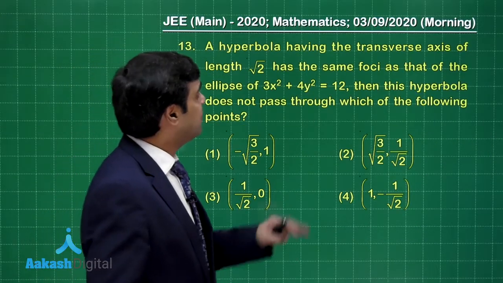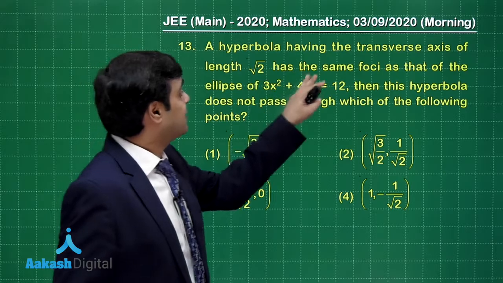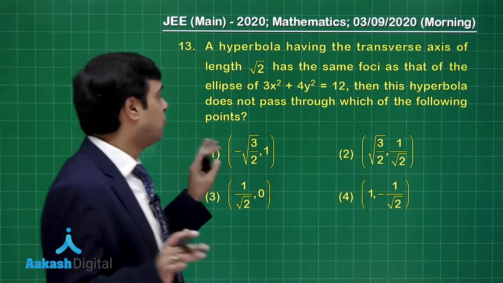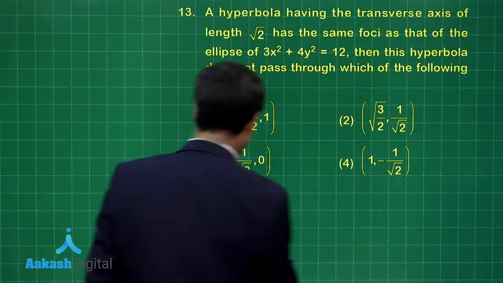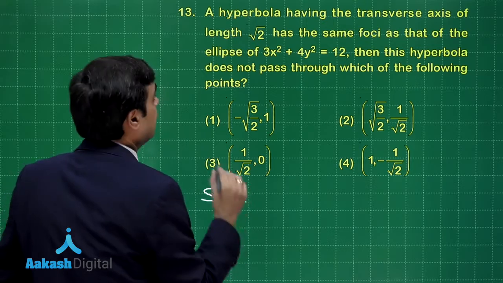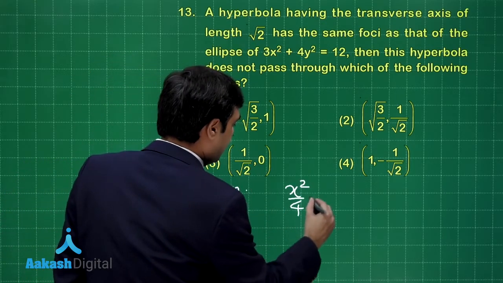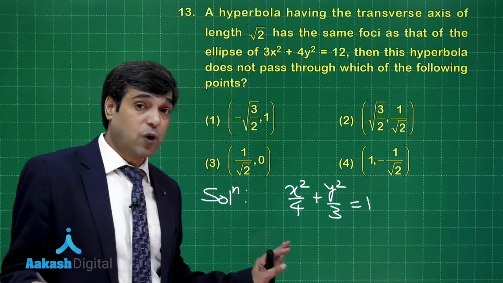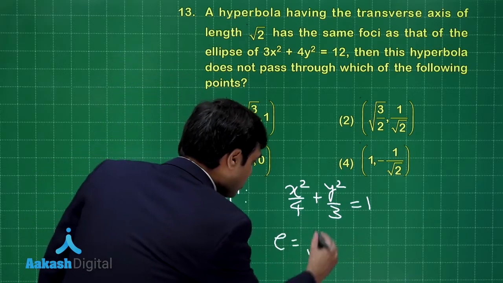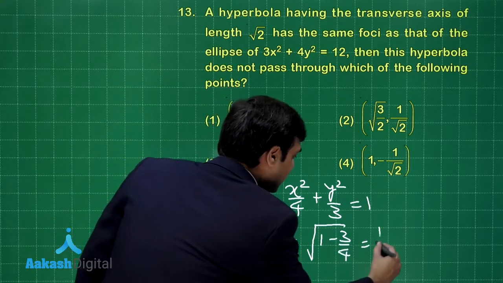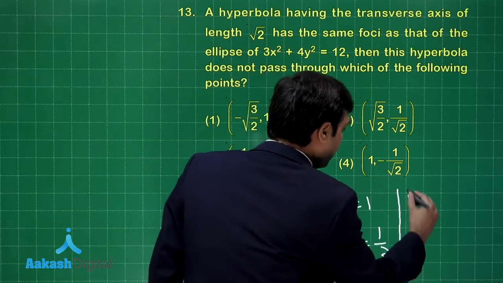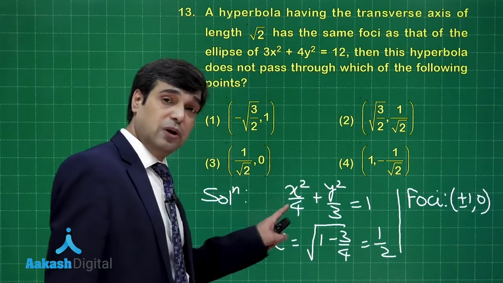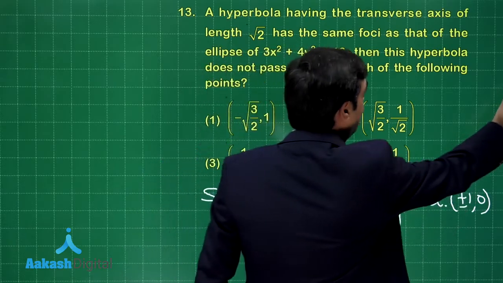A hyperbola having the transverse axis of length √2 has the same foci as that of the given ellipse. Then this hyperbola does not pass through which of the following points? Let's check out. First talk about the ellipse: x square upon 4 plus y square upon 3 is equal to 1. We are talking about foci. So eccentricity is root of 1 minus 3 by 4, that is half. Therefore we have foci as plus minus 1 comma 0, because a is 2, e is half. So plus minus 1 comma 0.